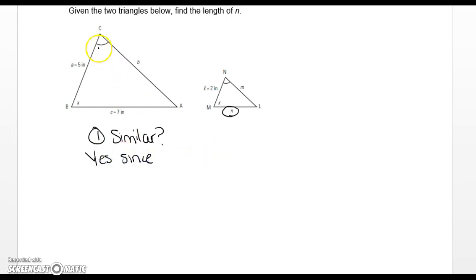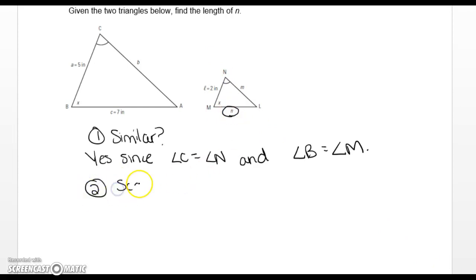So we can say yes, since angle C is equal to angle N, and angle B is equal to angle M. So we have two pairs of congruent angles that are equal. So then we can go ahead and use what we know about similar triangles and even just similar polygons to find our missing side here.